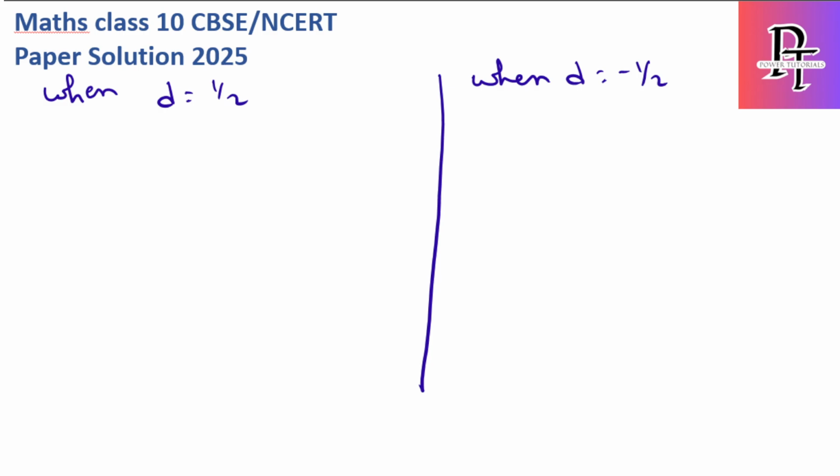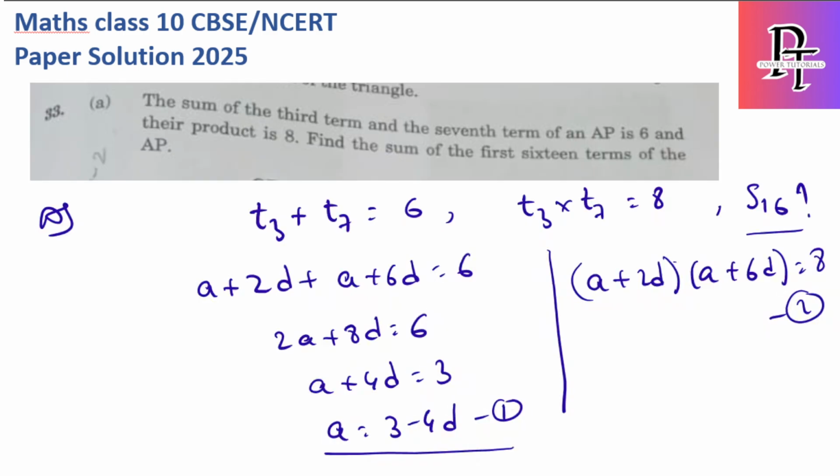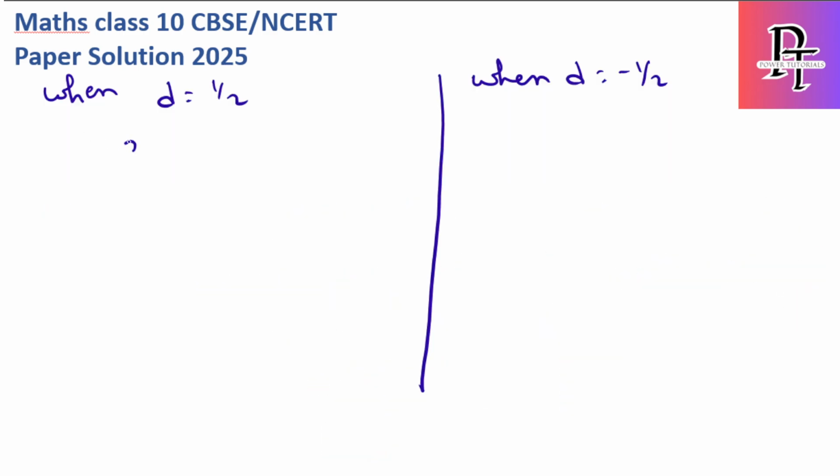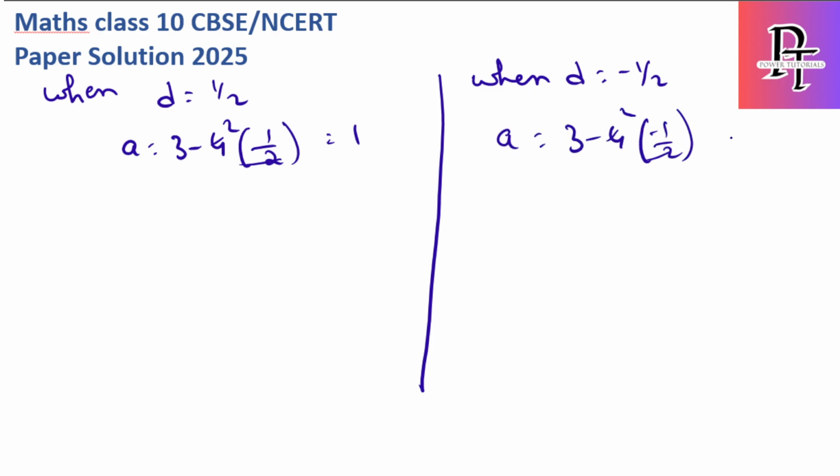If D is plus half, what is A value? A value is 3 minus 4D. A is equal to 3 minus 4 into D value, which is 1 by 2. So 2 ones 2, 3 minus 2 is 1. In the second scenario, 3 minus 4 into minus 1 by 2. So 2 ones 2, 3 plus 2 it will become 5. We have A and we have D values. They are asking S16.